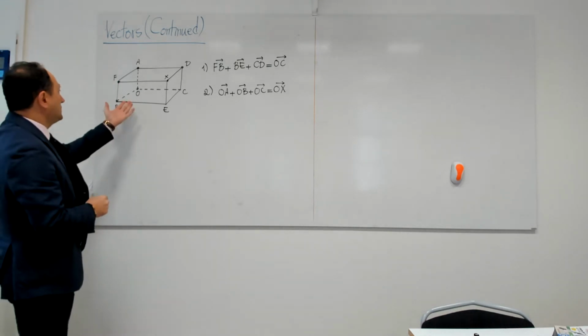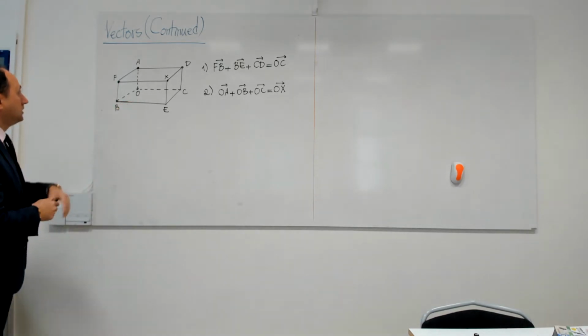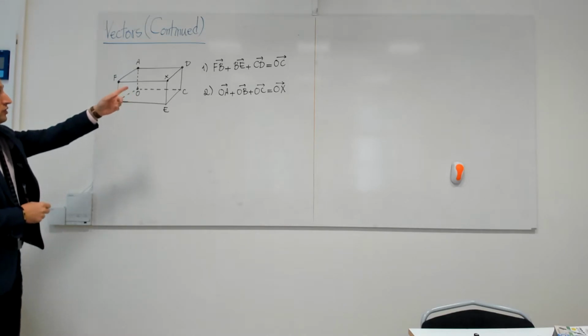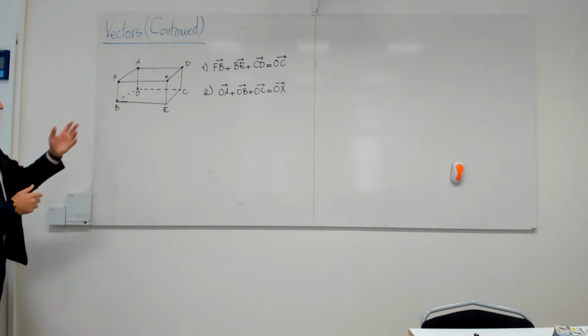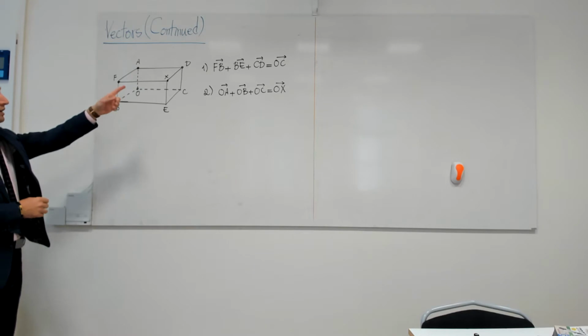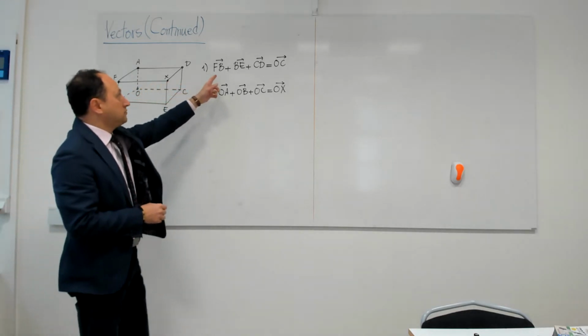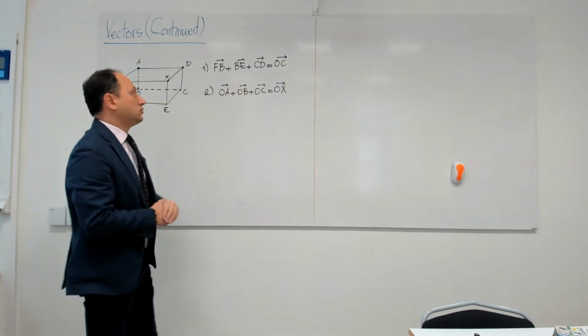So this is a rectangular cube. With these vertices, we're supposed to show two vector equalities, vector identities. Number one, we want to show that FB plus BE vector plus CD is OC.